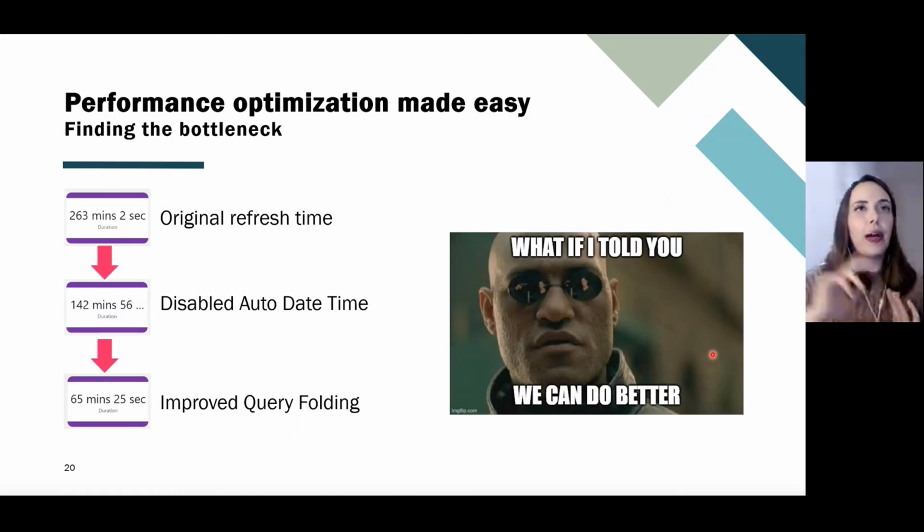But again, just to summarize, this was our original refresh time. I disabled auto date time, a tick, and I almost reduced the refresh time by half. And then I just tweaked a little bit my transformations so that I made sure that everything that can be folded is folded and being sent back to the database. And I managed to go from 142 minutes to 65 minutes, which is amazing. But again, I really thought, I still can do better.